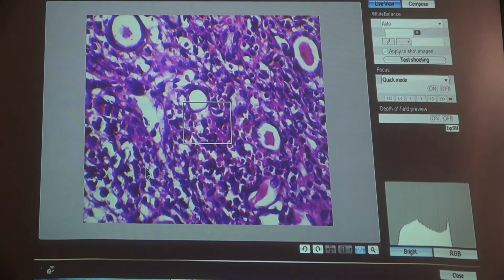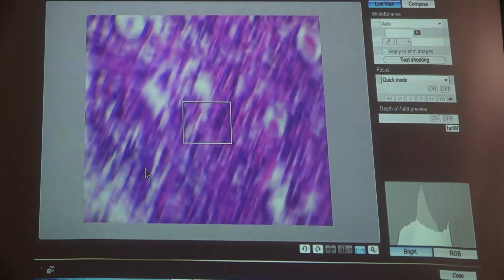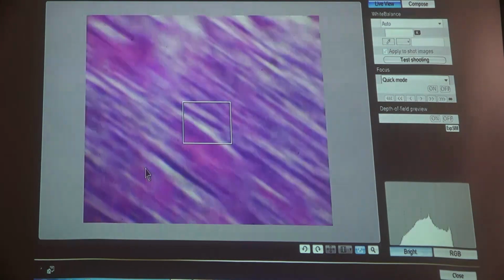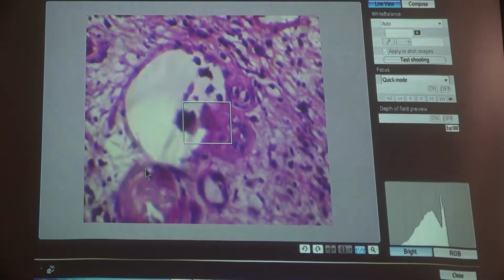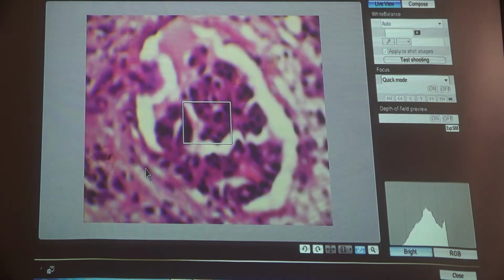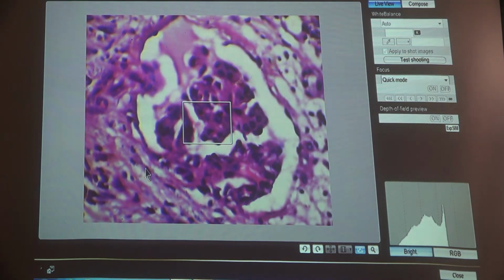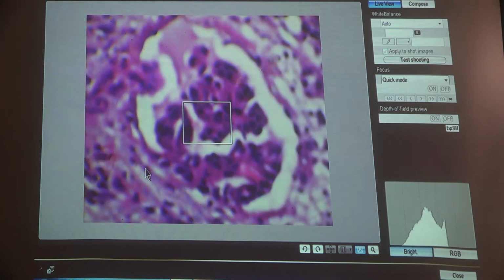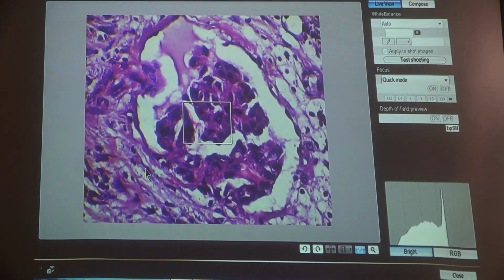This is a chronic inflammation, and if we see the glomeruli are intact. There is no inflammatory process within the glomeruli. This is a chronic pyelonephritis.